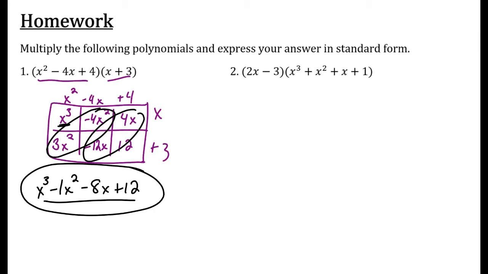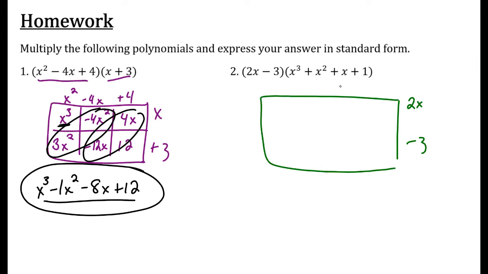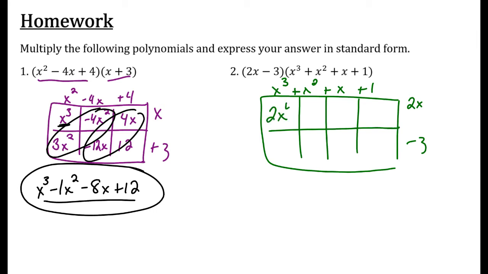Number 2, I have to multiply 2x minus 3 times, all right, x cubed plus x squared plus x plus 1. I need 4 columns in this case. So x cubed times 2x, well, that's 2x to the 4th. X squared times 2x is 2x cubed. I'm just distributing here. 2x times x is 2x squared. 1 times 2x is 2x.